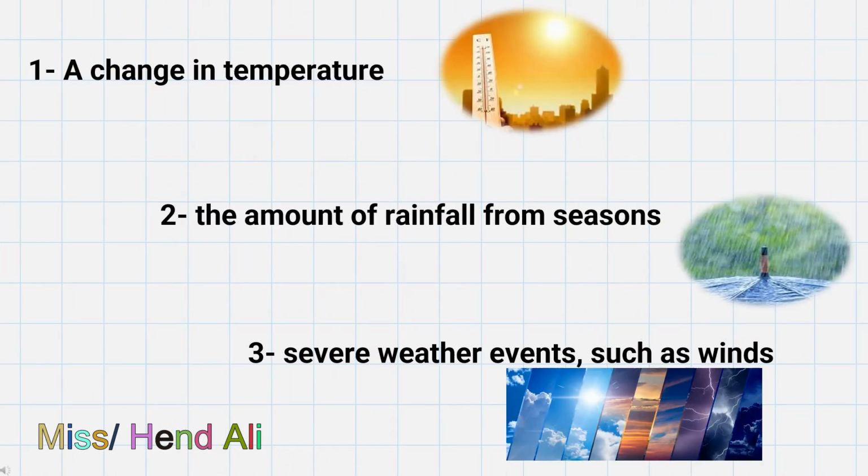1. A change in temperature. 2. The amount of rainfall from seasons. 3. Severe weather events, such as winds.